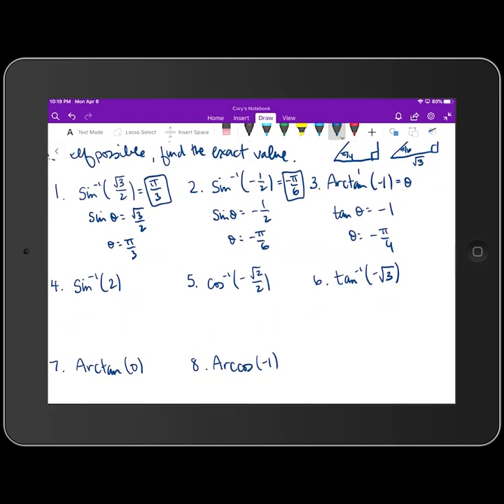Okay, I want you guys to use the same process to answer questions 4 through 8. So I'm going to have you pause the video to do that. And then whenever you're done, go ahead and turn it back on, and then we'll work through these to check to see how you did. Okay, so go ahead and pause the video now.